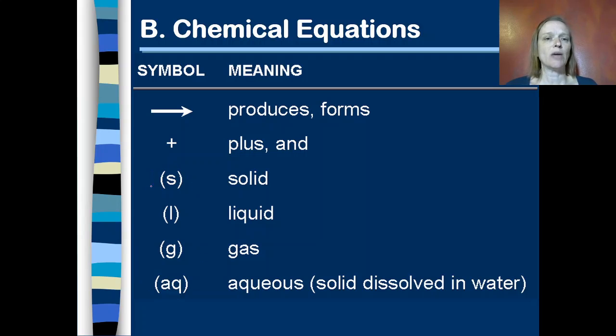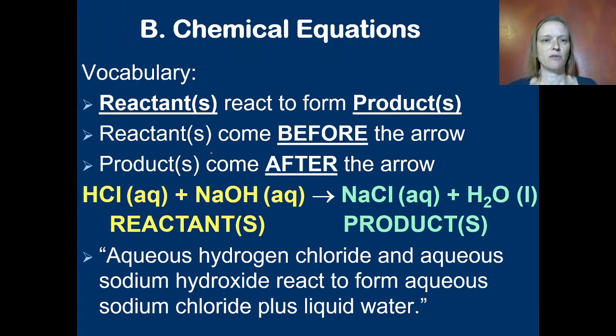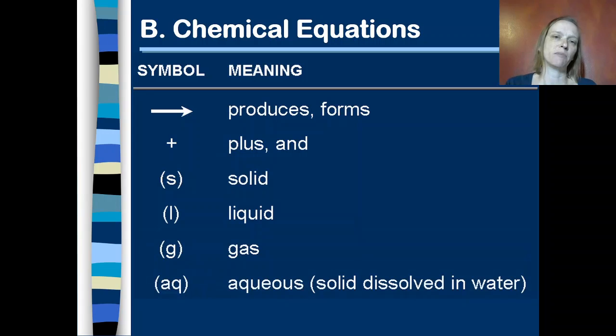And then in parentheses, we have state symbols. The states can be solid or liquid or gas, as well as aqueous solutions, which are just substances that are dissolved in water. So again, looking at this previous example, we have aqueous hydrogen chloride and aqueous sodium hydroxide react to form aqueous sodium chloride plus liquid water. So that's how you use those symbols to come up with that complete sentence.